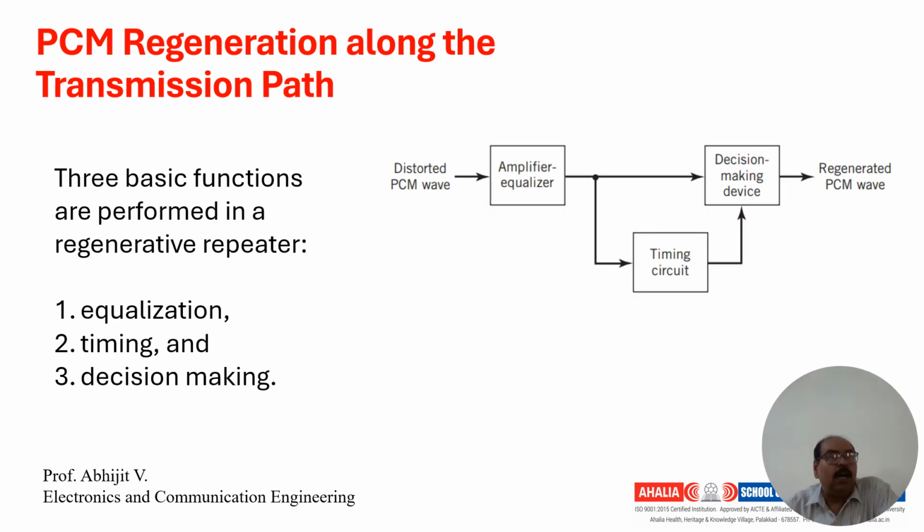So let us see what are the functions of a regenerative repeater in a PCM system. In this we have three important basic functions. One is equalization, another one is timing, and third one is decision making. So this is the distorted PCM wave, and from here we get the output regenerated pulse code modulated wave after performing these three functions.